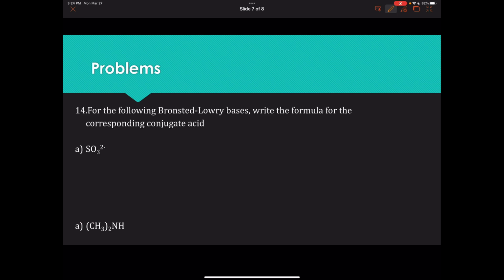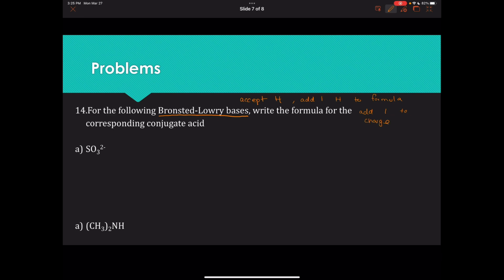Now, in problem 14, these substances we're told are all Bronsted-Lowry bases. So we're asked to write the formula for the conjugate acid. So the bases accept hydrogen. So we're going to add one hydrogen to the formula, and we're going to add 1 to the charge.